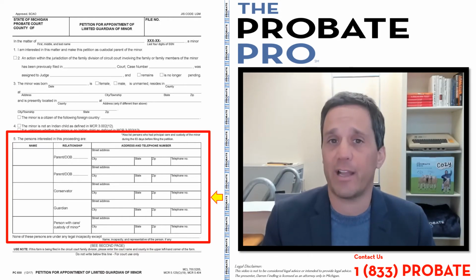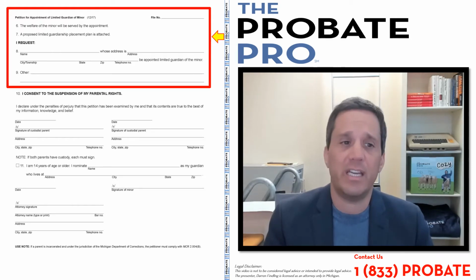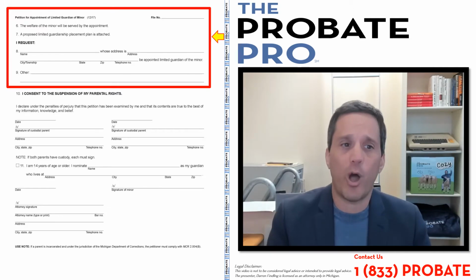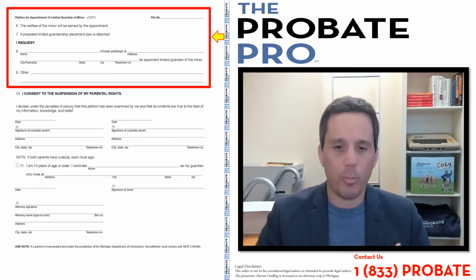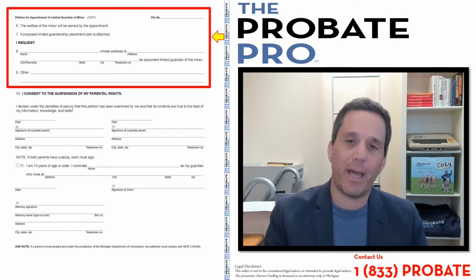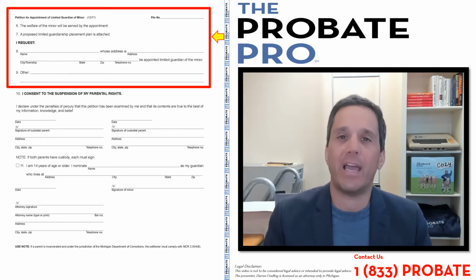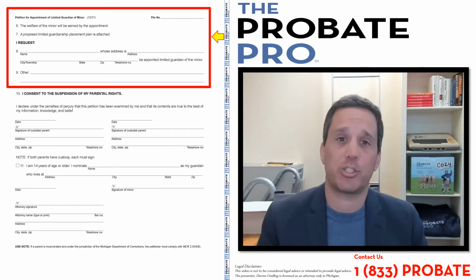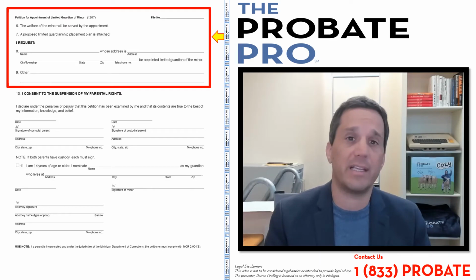On the back side of the form, item 6 is not a checkbox, it's a requirement that you're asserting that the welfare of the minor will be served by the appointment, meaning the well-being, the welfare of that minor would be enhanced, served, benefited by the appointment of a limited guardian. Section 7 also doesn't have a checkbox. It's an assertion. A proposed limited guardian placement plan is attached.